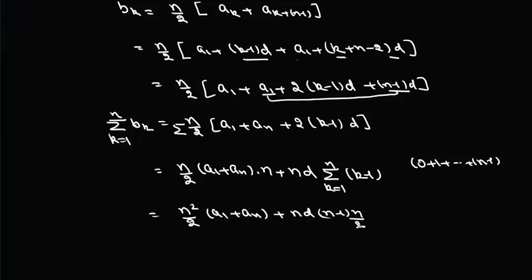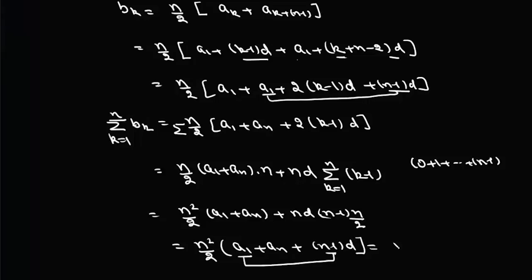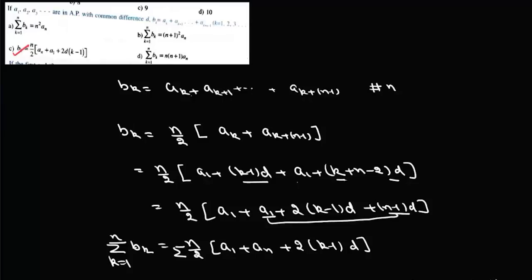What we'll do is we'll take n square by 2 common, and then we'll have A1 plus An plus n minus 1d. Now A1 plus n minus 1d again is An, so there will be n square by 2 into 2An. So summation Bk will be simply n square An, and that's your option A. So the correct options are A and C.